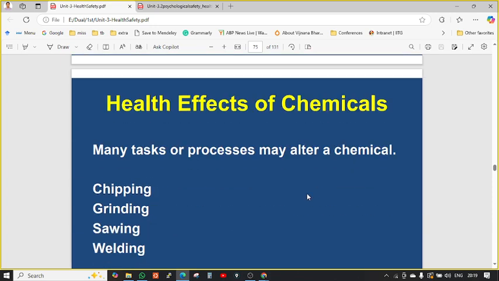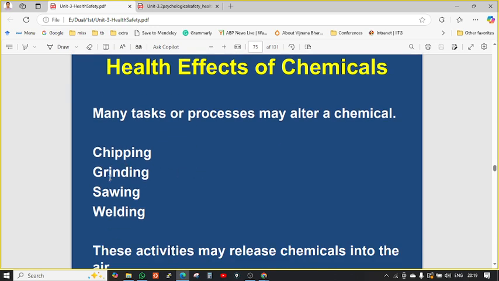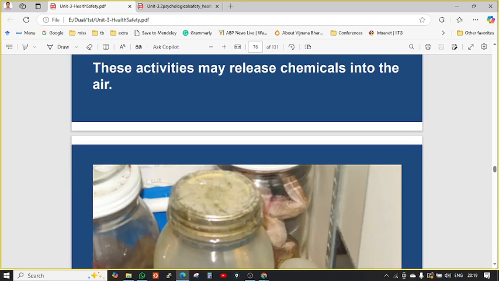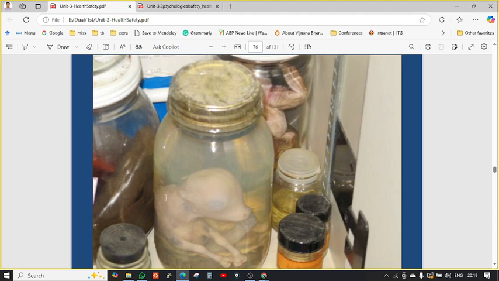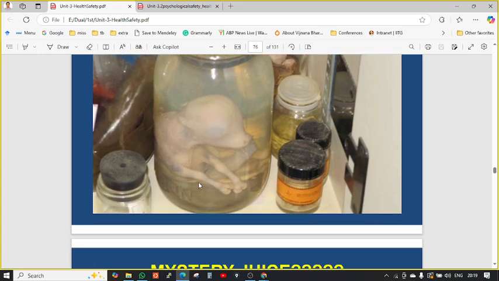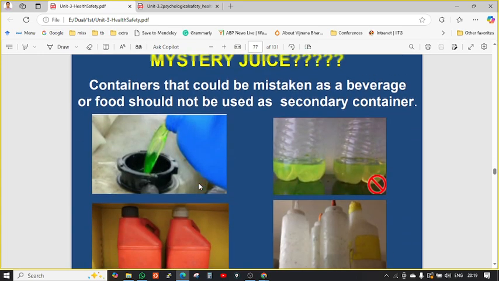Then health effects of chemicals. There are many health effects after a chemical is absorbed by your body. Then there is chipping, grinding, sewing, welding. These are the different kinds of chemicals, or the different kinds of waste products generated by different companies or different industries. So all working persons handling these chemicals have different health effects from these things. Have you seen in your laboratory formalin, which you use to preserve some biological things? That is also very dangerous.